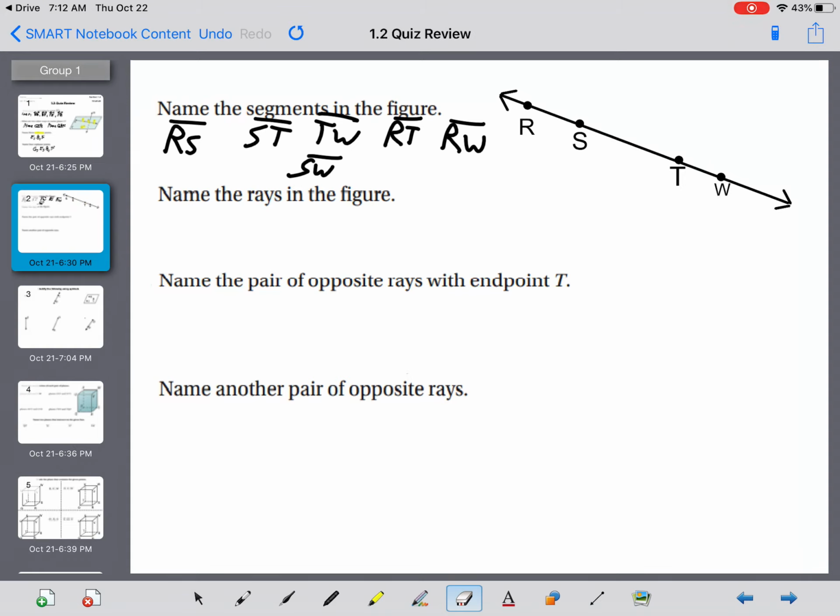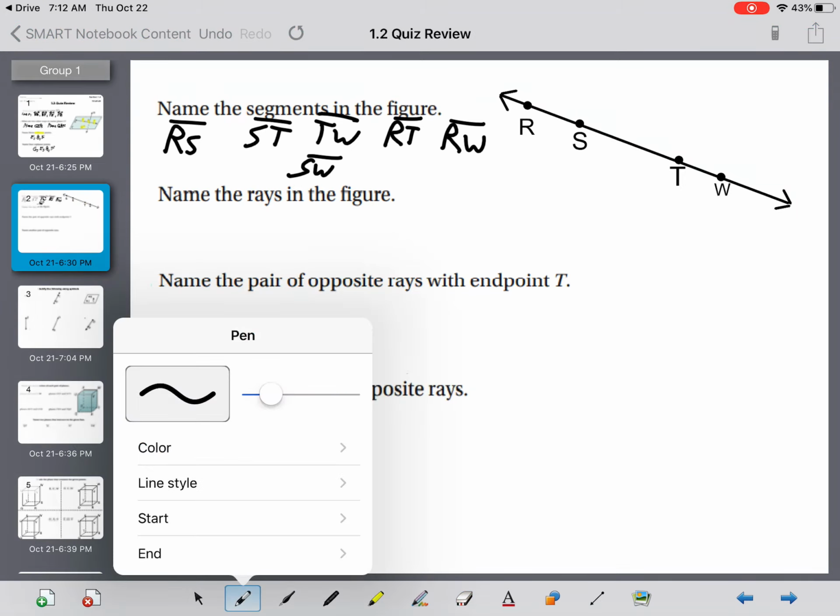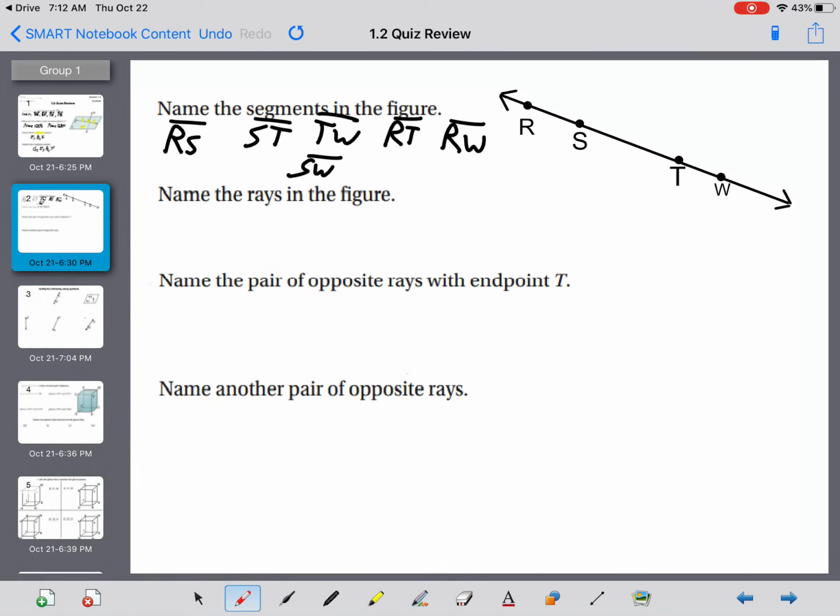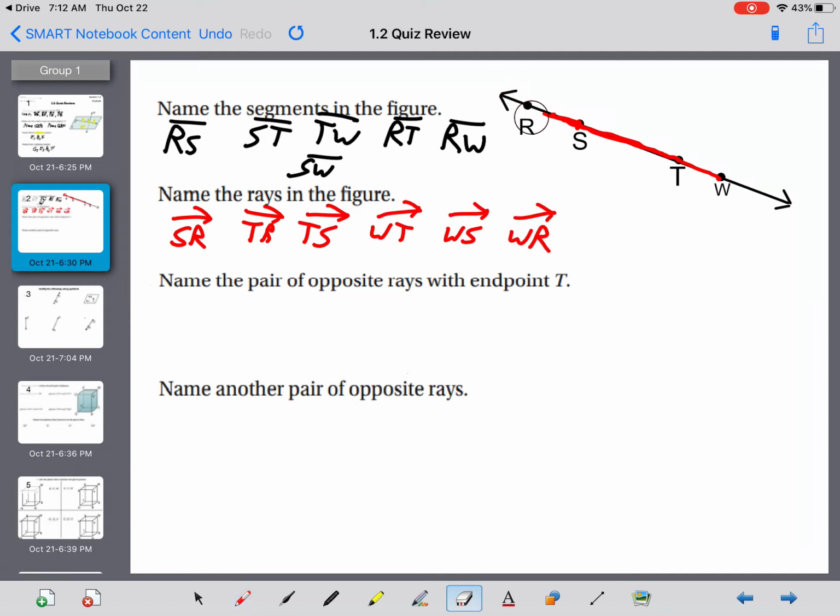Okay. It says name the rays in the figure. Well, the rays that I see, there's quite a few. So let me change this color. First one I see is ray SR. But I also see ray TR or TS. And we would also have WT, WS, and WR. So that's all in one direction.